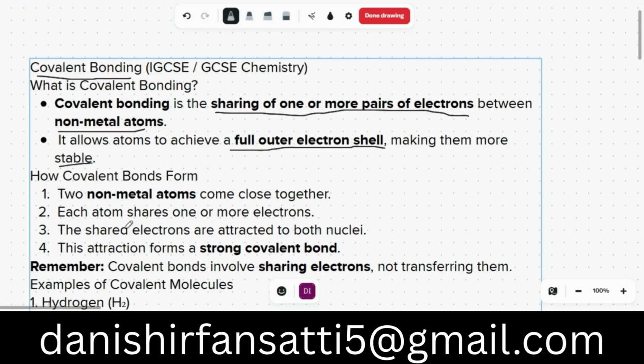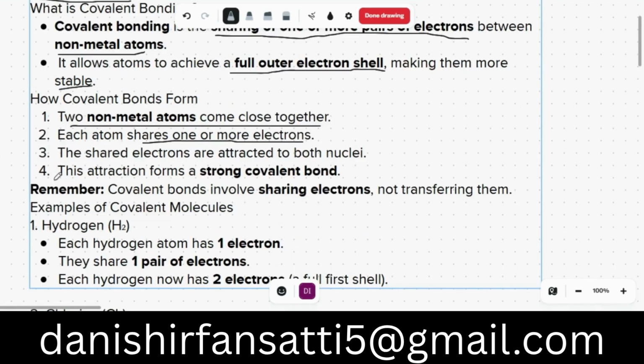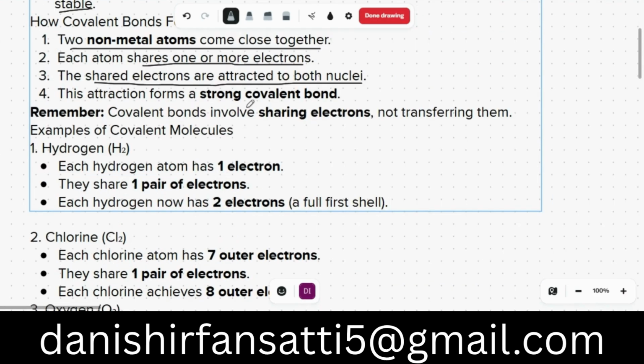How are covalent bonds formed? Two non-metals come closer together. Each atom shares one or more electrons. Share, not donate like ionic bonding. Shared electrons are attracted to both nuclei, and the attraction forms a strong covalent bond. Remember, a covalent bond involves sharing electrons, not transferring them.